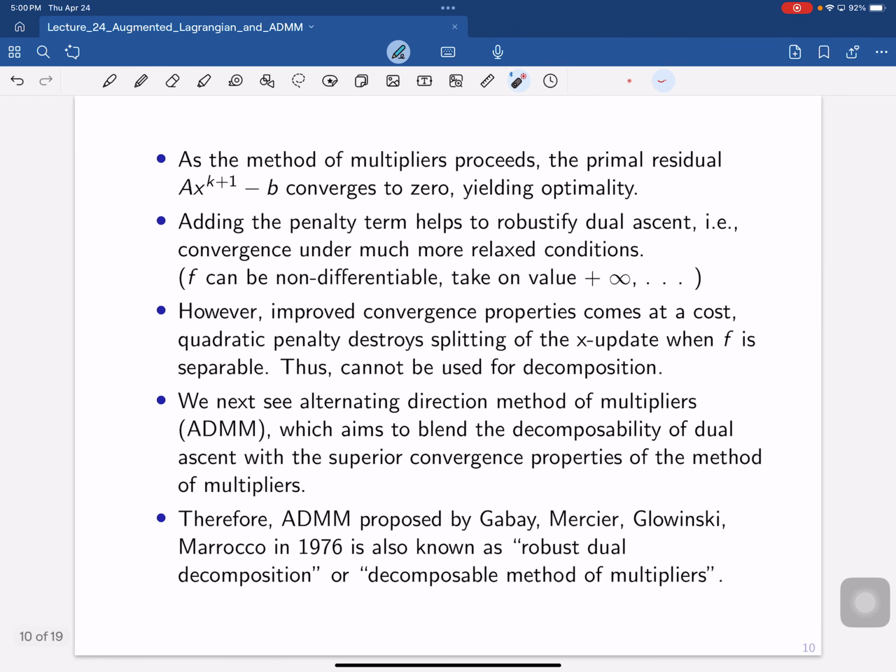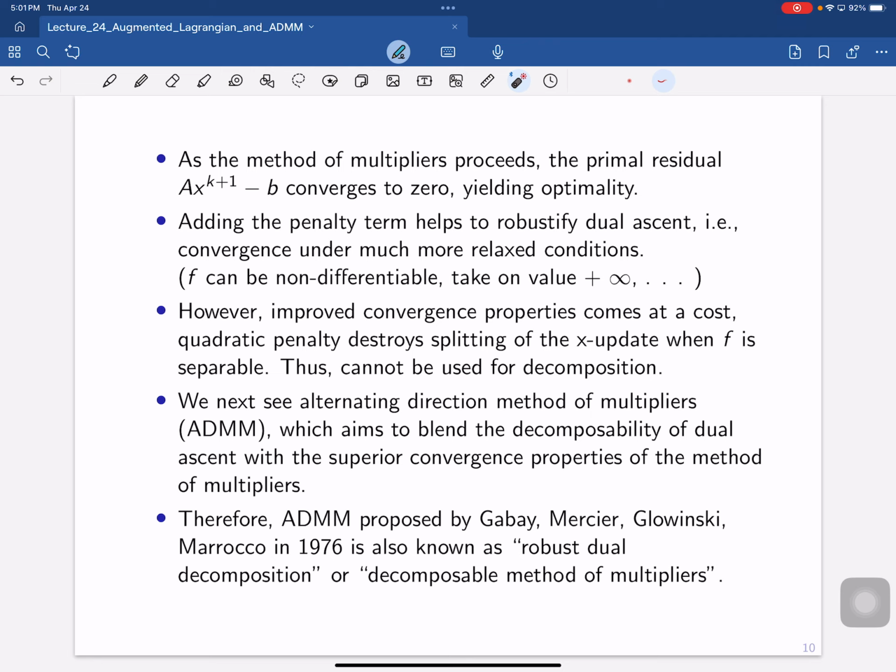All right, so these are some quick convergence properties. Of course, we are not going to prove convergence because I don't know how to prove that, to be honest. You can check some of the references if you are curious. Typically what you will experience is that as the method proceeds, the primal residual converges to 0. The idea is that this penalty term helps the convergence of dual ascent, since dual ascent does not always guarantee primal feasibility.